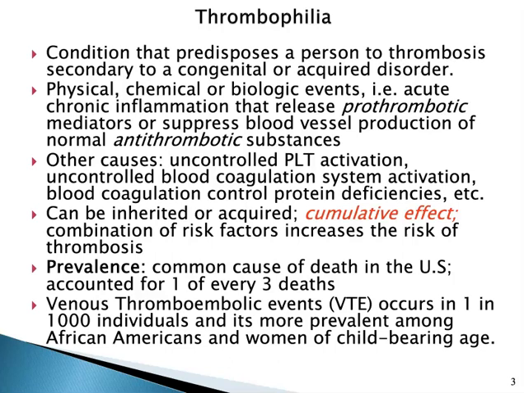Thrombophilia can be inherited or it can be acquired. Thrombophilia is a cumulative effect. There has to be a combination of risk factors which increase the risk of thrombosis. In terms of its prevalence, it is a common cause of death in the USA, and it accounts for 1 of every 3 deaths. A venous thromboembolic event, a VTE, occurs in 1 in 1,000 individuals, and it's more prevalent among African Americans and women of childbearing age.